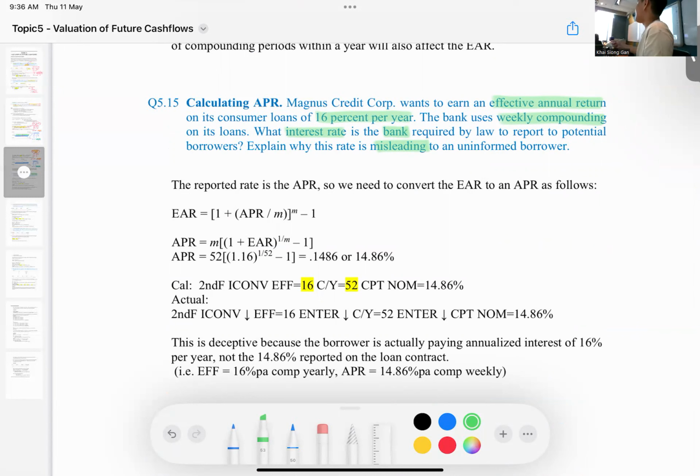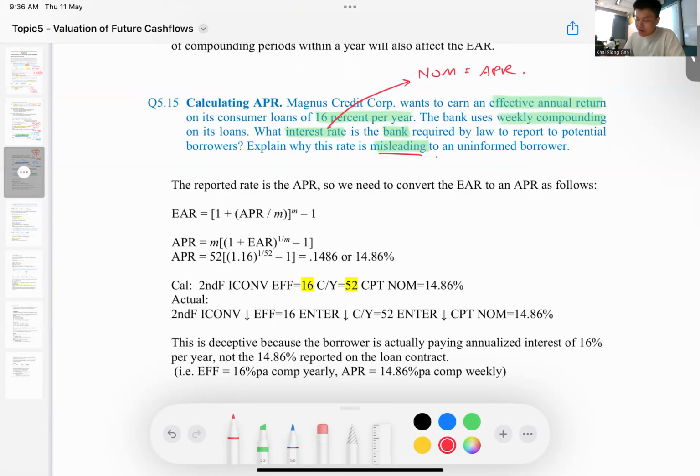What rate is given? APR. So the interest rate provided by the bank is the nominal rate, which is my APR. So it is misleading, because the rate we actually pay back, the amount surely will be higher than this APR rate. So therefore it can be a bit misleading.